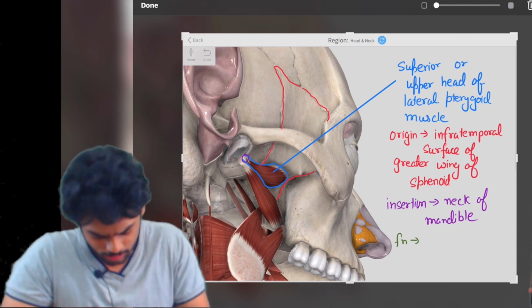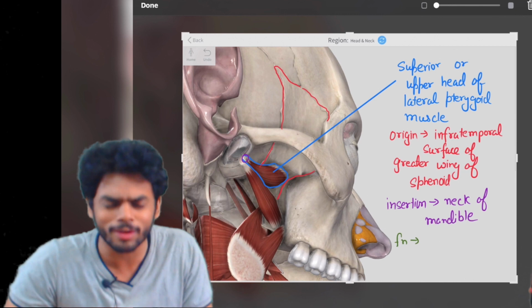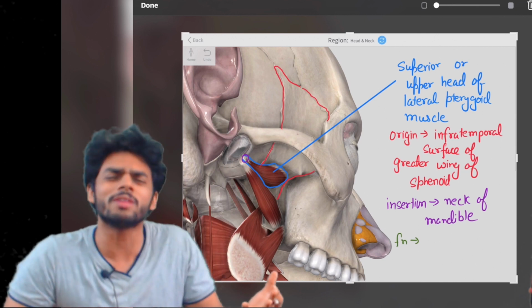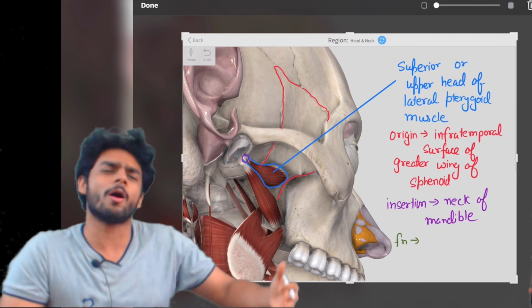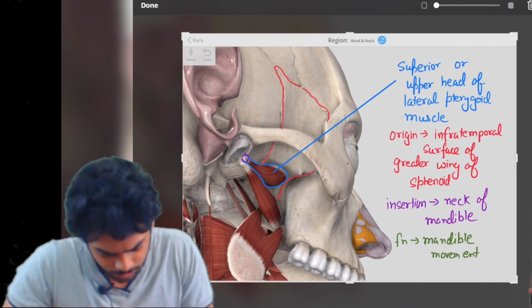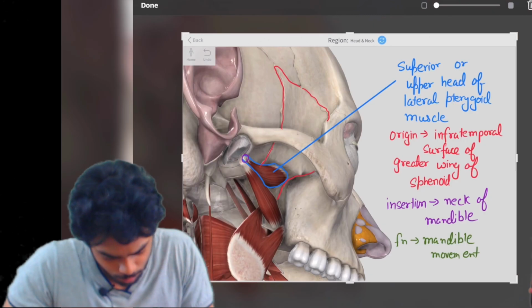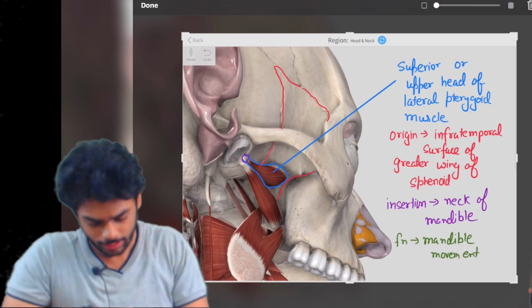And what is the function? The function is simple: mandible movement. We won't go into much detail about what type of movement. We'll study about it in a different lecture. So the answer is mandible movement. Okay, is it clear?